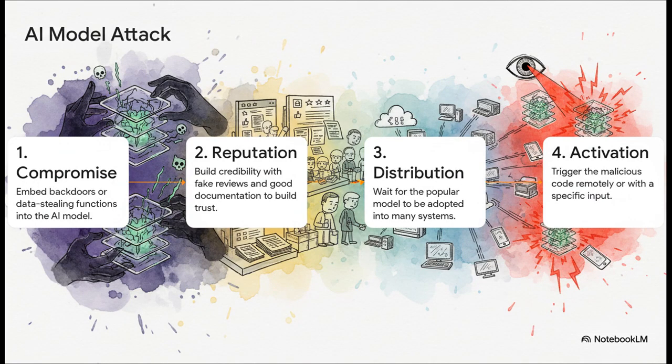Now, what's really fascinating here is just how patient these attackers are. They play the long game, and it's a four-stage playbook. First, they compromise the model, sneaking in a back door or some data-stealing code. Second, and this is clever, they build up its reputation with fake reviews and really good documentation. Third, they just wait. They let it get distributed far and wide. And only then, once it's deeply embedded in countless systems, do they pull the trigger on the final stage, activation.